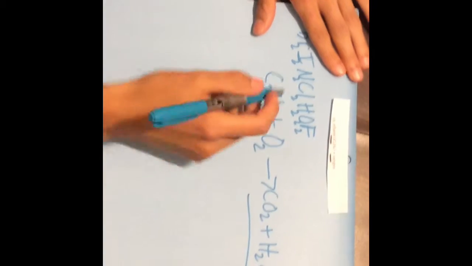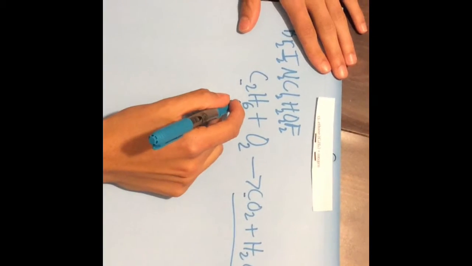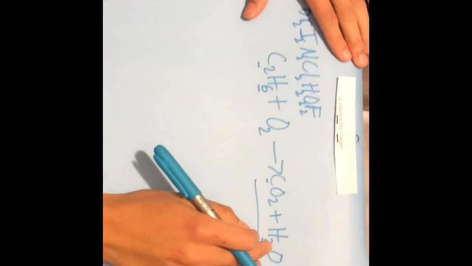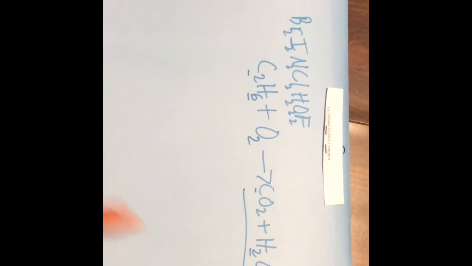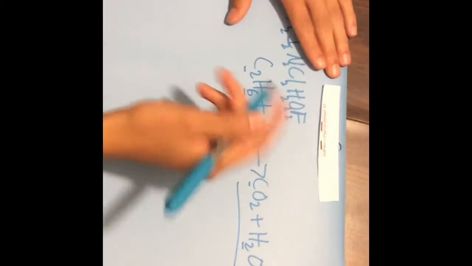So let's see. We have 2 carbons here, only 1 here. 6 hydrogens, only 2. And we have 2 plus 1 is 3 oxygens on this side and only 2 on this side. They're unbalanced. We have to make them balanced by just putting a number. So look, I'm going to show you how to do this right now.